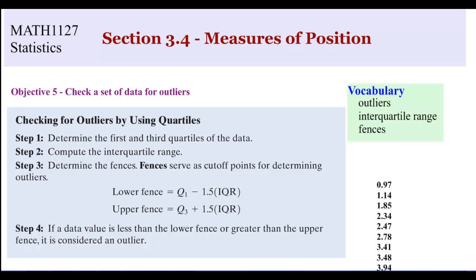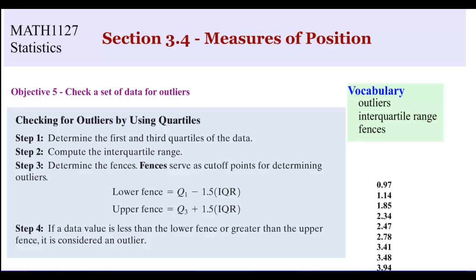Okay, let's talk about outliers. Outliers are data points that are quite a bit beyond the rest of the data, either too high or too low. Those can be determined using the IQR.